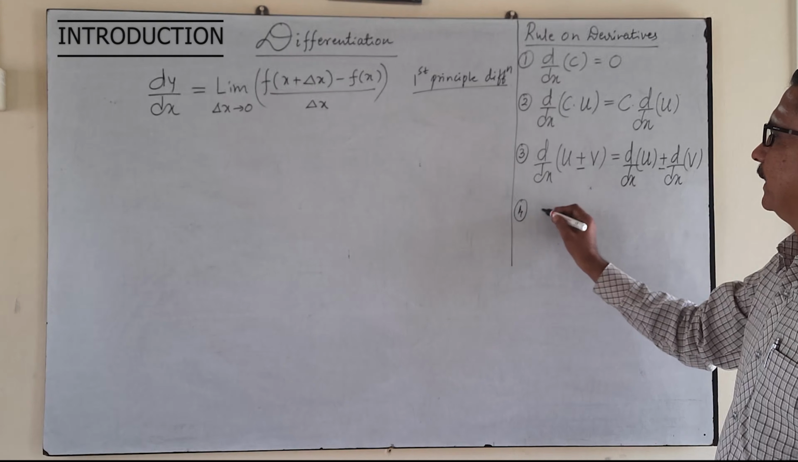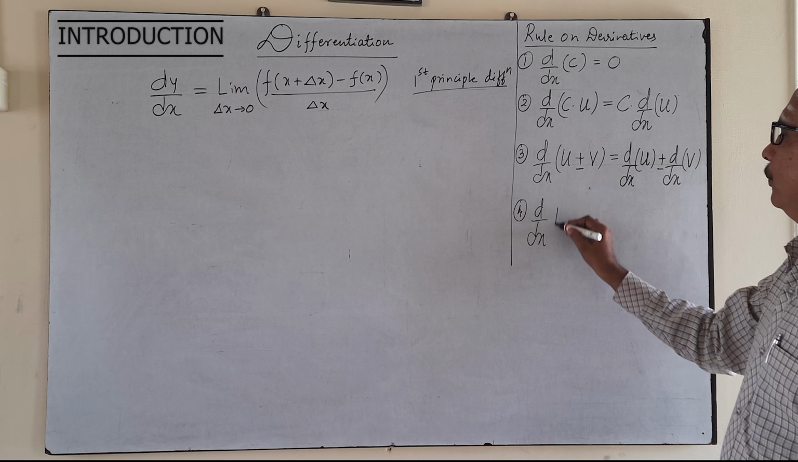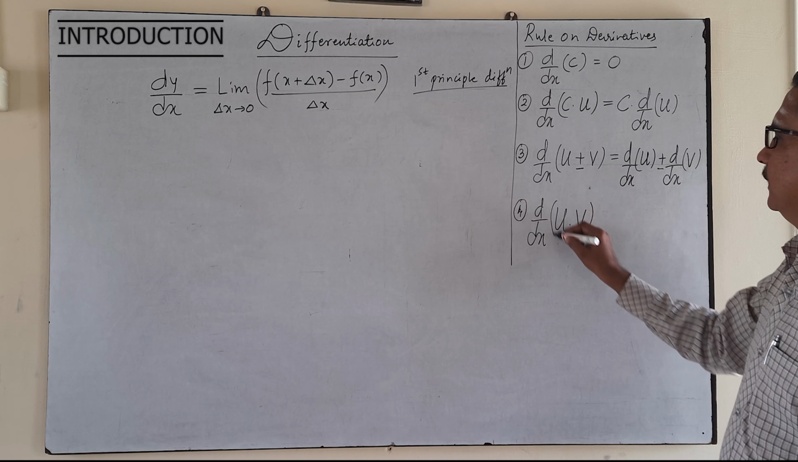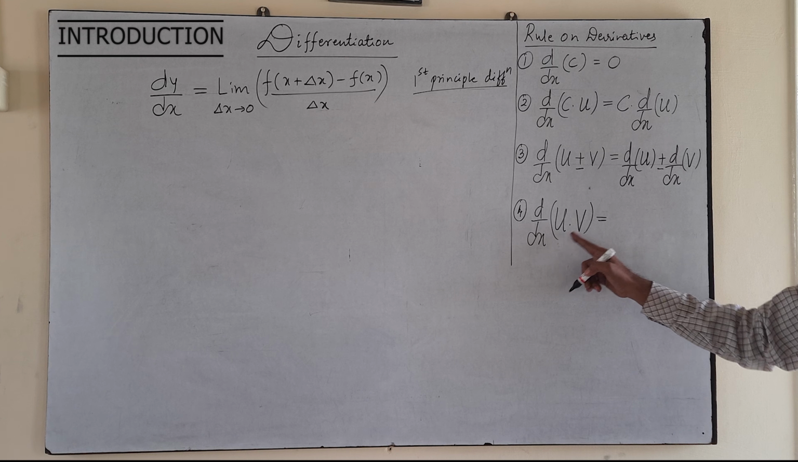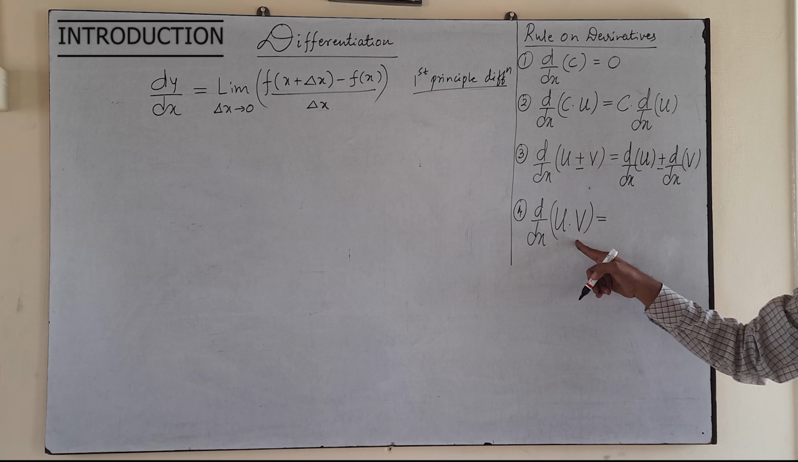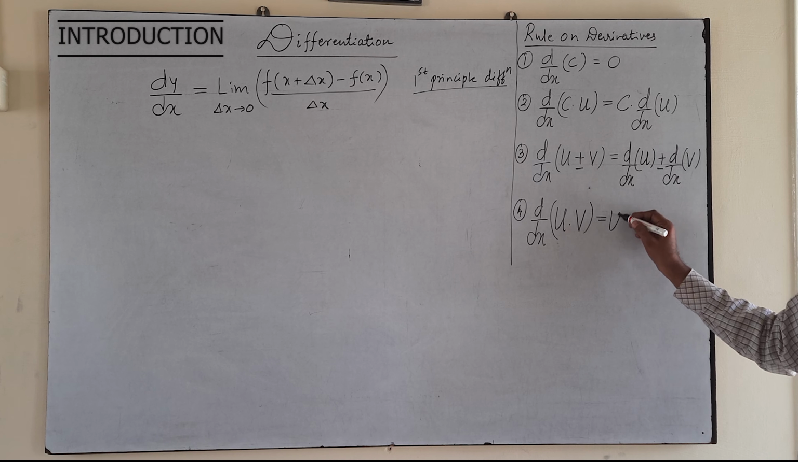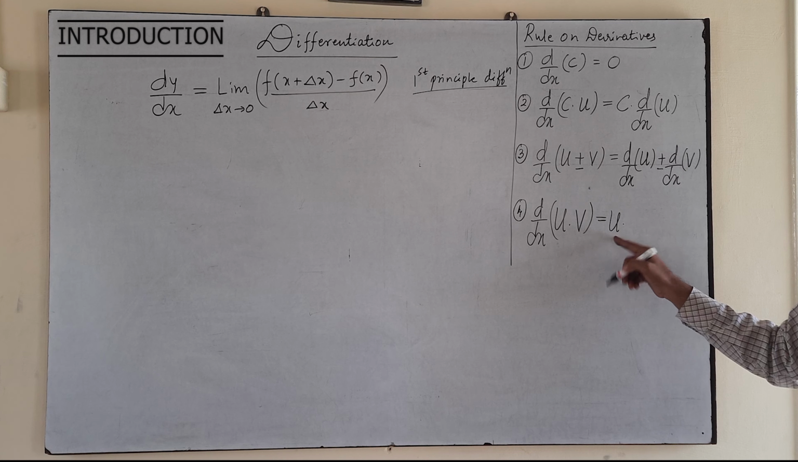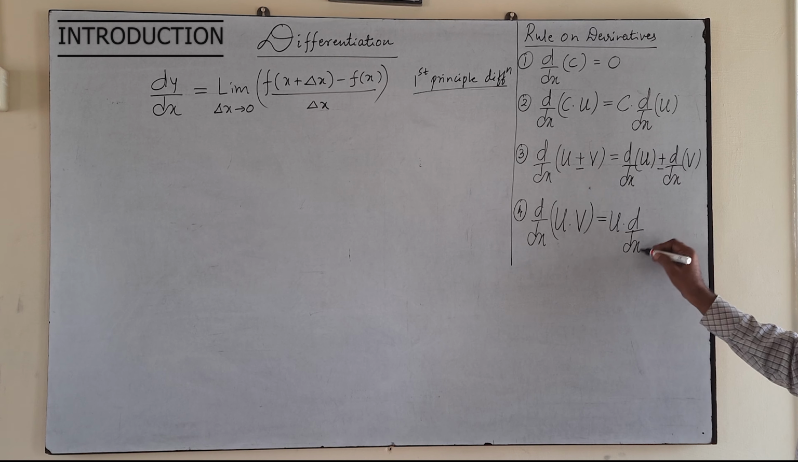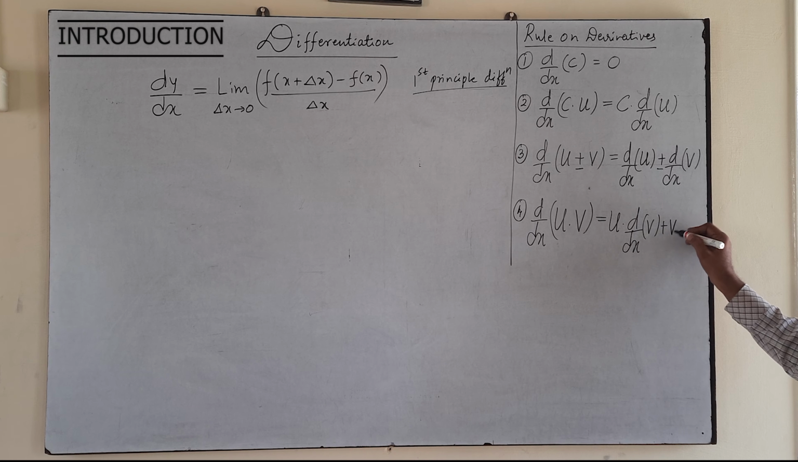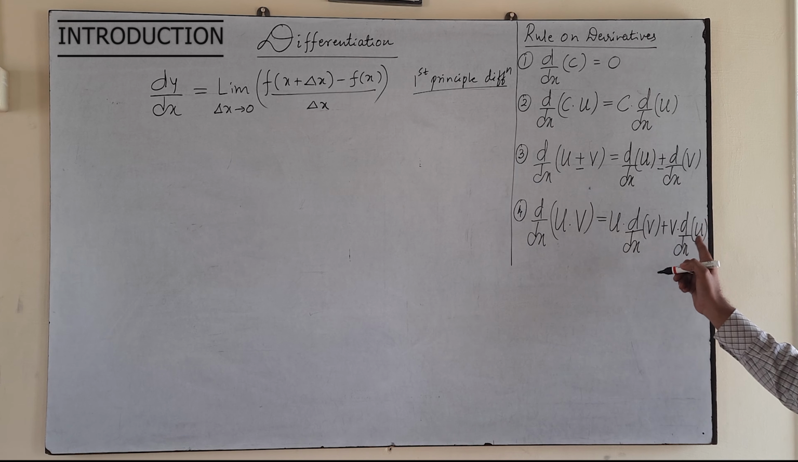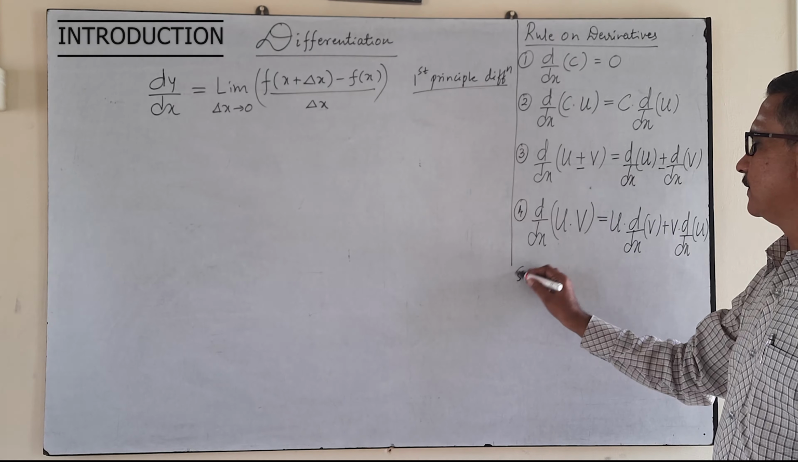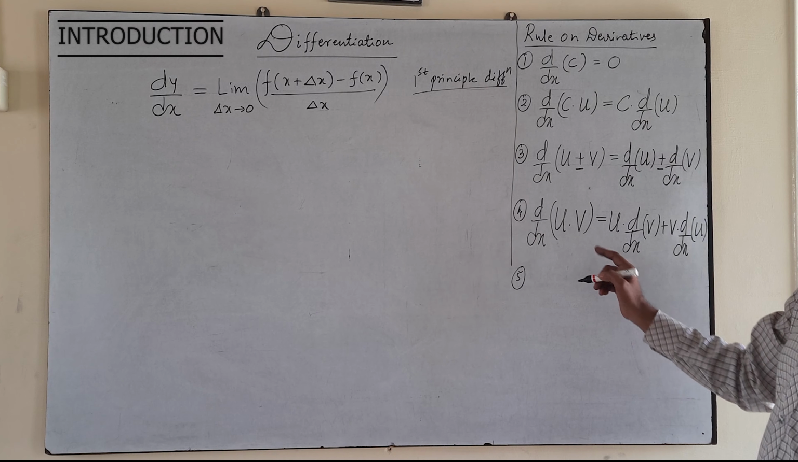Then the fourth rule, which is most important: the derivative of the product of two functions, namely u into v. u and v are the variables, functions. When the multiplication of two functions is given, what does its derivative become? Remember, first function as it is, u into derivative of v, plus v into derivative of u. This is known as the product rule or product formula.